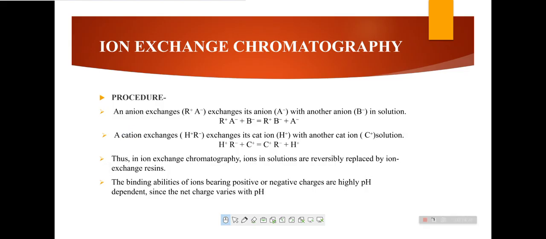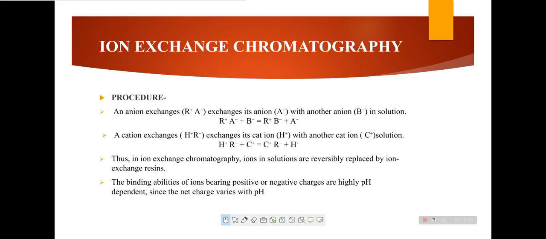Ion exchange chromatography works on almost any kind of charged molecules, including large proteins, small nucleotides and amino acids, but it must be done in conditions that are 1 unit away from the isoelectric point of a protein. Alright, so there are two types of ion chromatography: anion exchange and cation exchange.